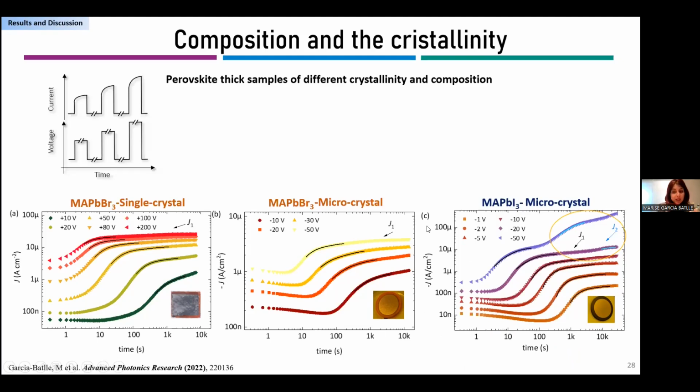But when we compare this methylammonium lead bromide with methylammonium lead iodide, with both microcrystalline samples, so different composition but same crystallinity, we can observe that we have this feature here at these higher electric fields, this second step here. So we started thinking about this. It has to be related with the chemistry of the defect formation between the compounds. It's not related with the crystallinity, it has to be related with the composition.